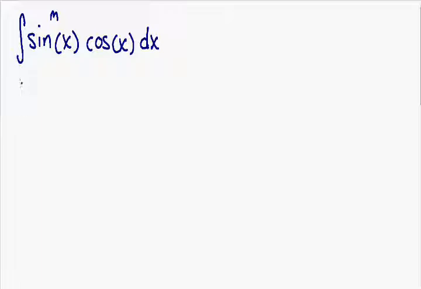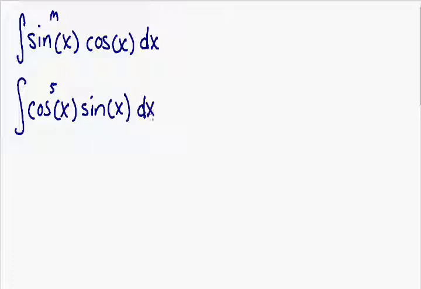Let's say we have the integral of the cosine of x to the fifth multiplied by the sine of x dx. So notice right away that one of the trig functions does have an exponent and the other trig function does not have an exponent. So that's our dead giveaway that we know that we can use U substitution.